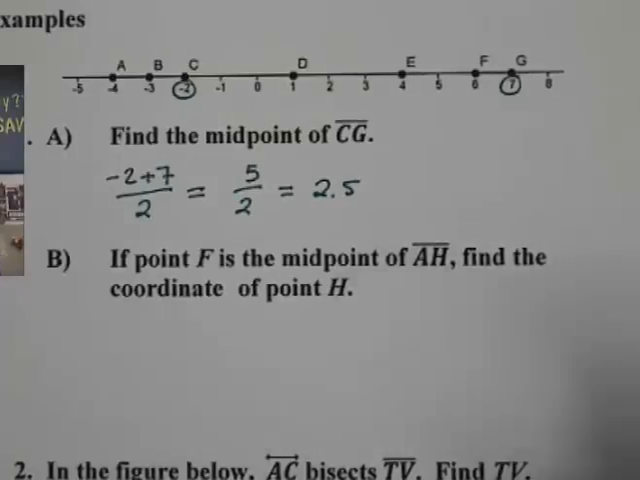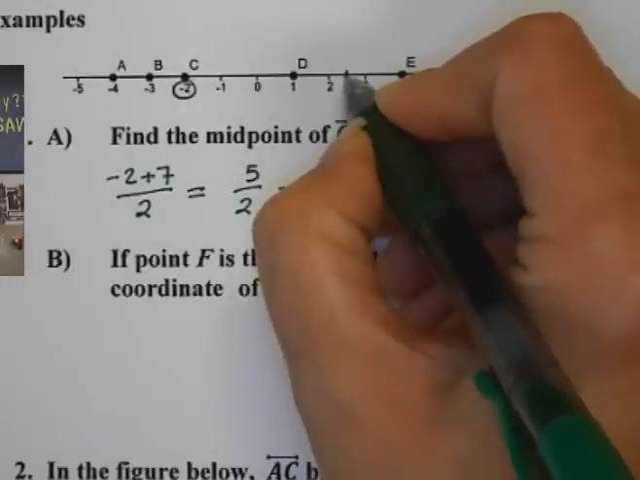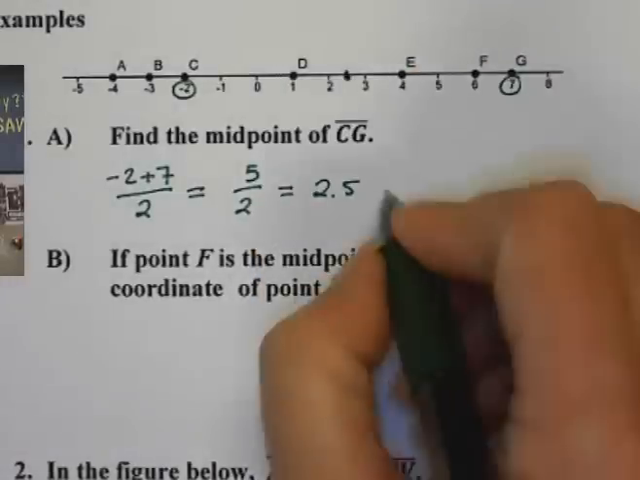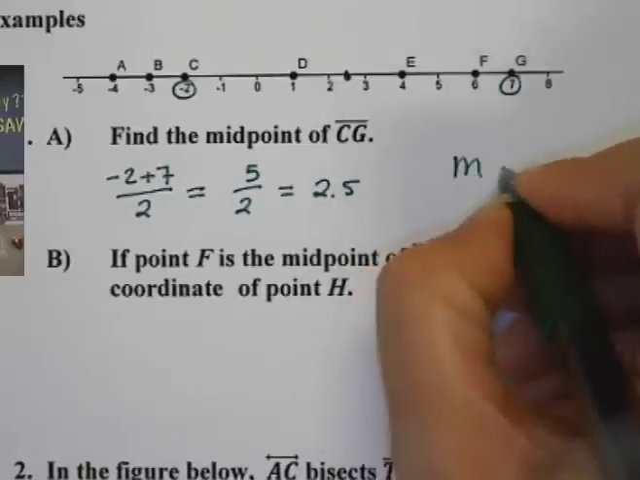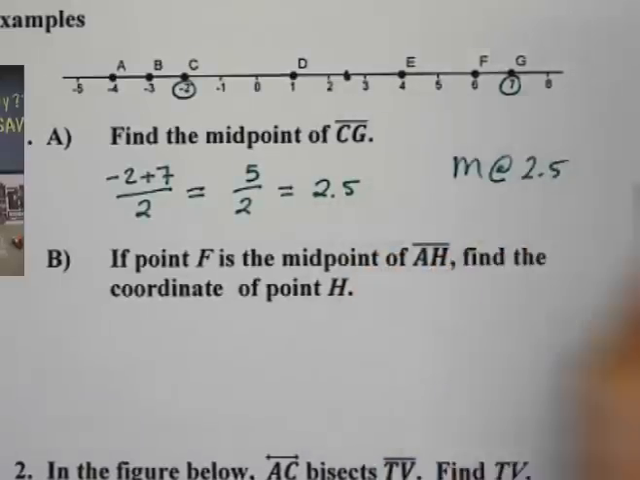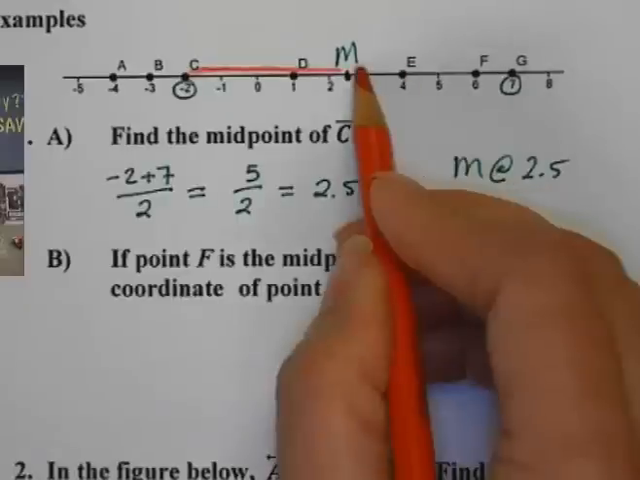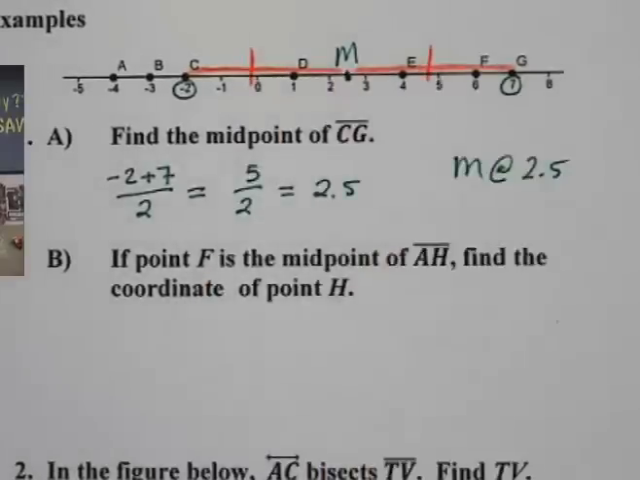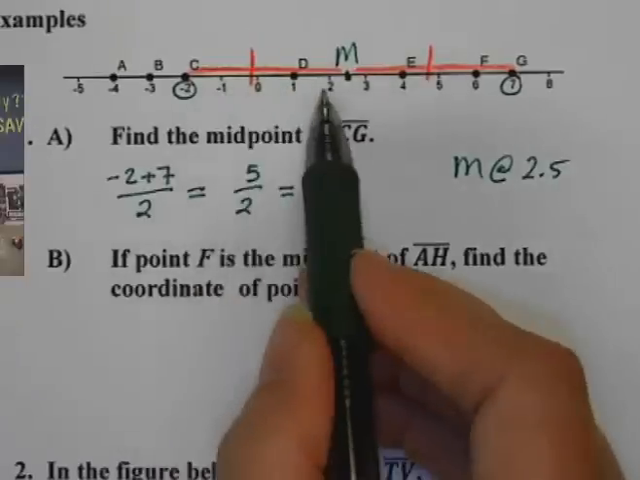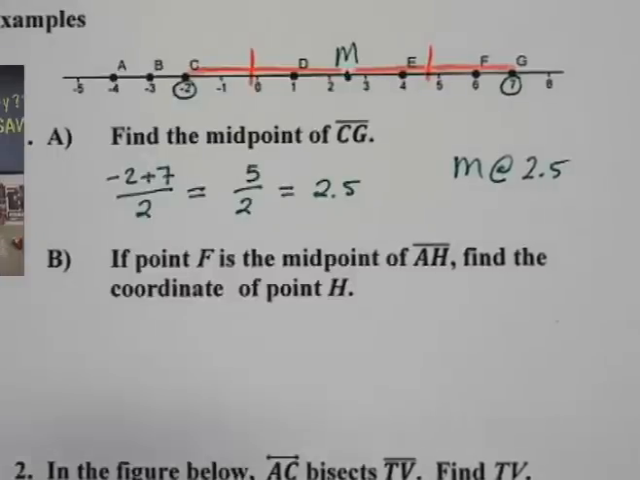Let's see if that makes sense on our picture. So 2.5 would be about right here. And let's call this point, well, let's just call it point M. Point M is going to be at 2.5 on our graph. So let's name this point M. And we can show that C to M and M to G should be equal. I'll tick mark those. And it looks like they're 1, 2, 3, 4.5. 1, 2, 3, 4.5. The same distance from either side.